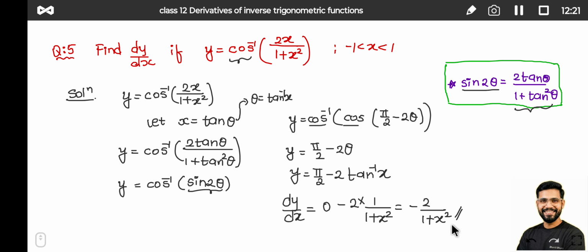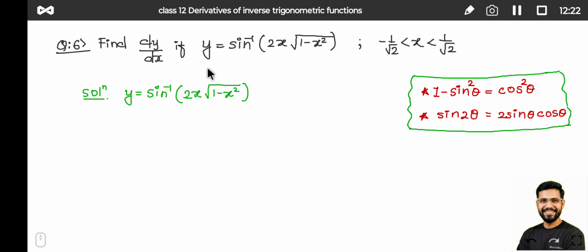Look at the next problem. Look at the next important question. We have to find the derivative of y with respect to x. Y is given as sin inverse of 2x root of 1 minus x square, where x is between minus 1 by root 2 to 1 by root 2. So here, outside, sin inverse is there. And if you look carefully inside, 2 into x into root of 1 minus x square.